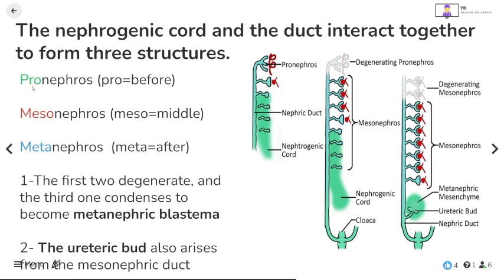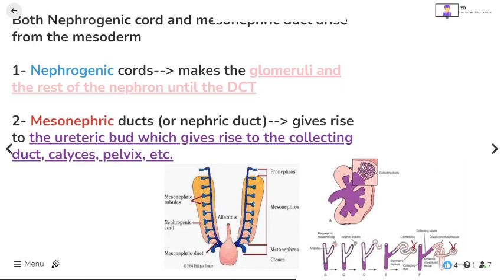Okay, so again, the prefix pro means before. Meso means middle. Meta means after. The first two degenerate, which is the pronephros and mesonephros. The first two degenerate, and the third one condenses, which is the nephrogenic cord, to form the metanephric blastema. And then you have the ureteric bud arise from the mesonephric duct right here. Okay, and these two, the metanephric mesenchyme and the ureteric bud, fuse together to form the future kidney, the adult kidney. Okay, I hope you got that, guys.